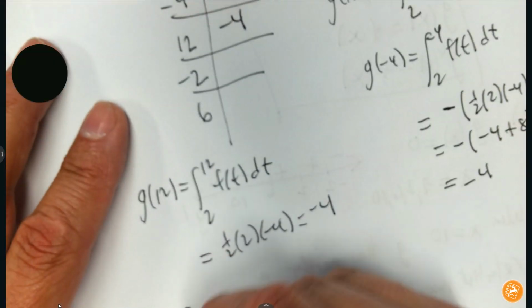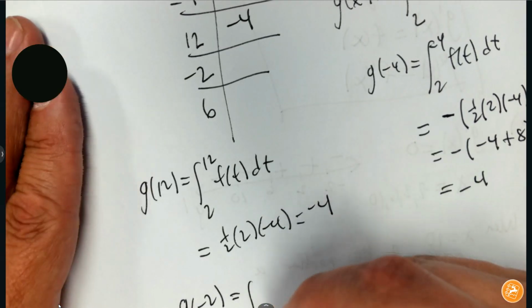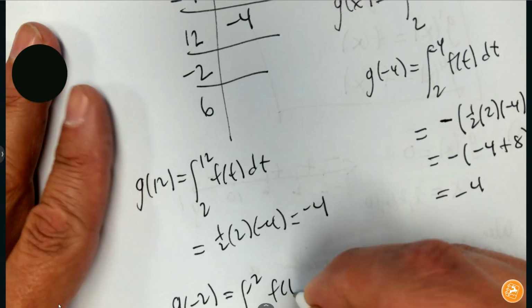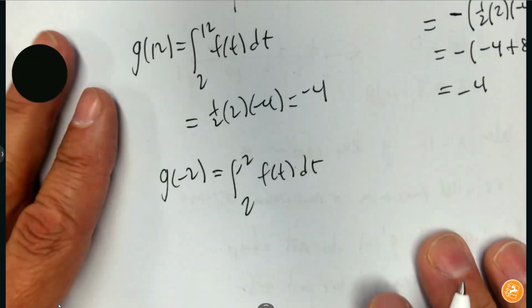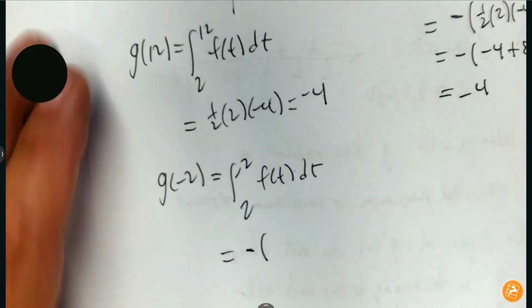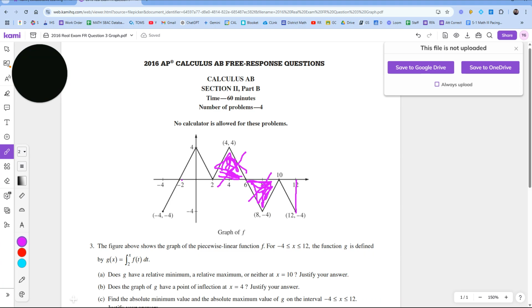So g at -2. This one's going to be again, it's improper because the bottom number is bigger. So we start with a negative. And then what's the area from -2 to +2? So go back to the graph. Let me erase this.